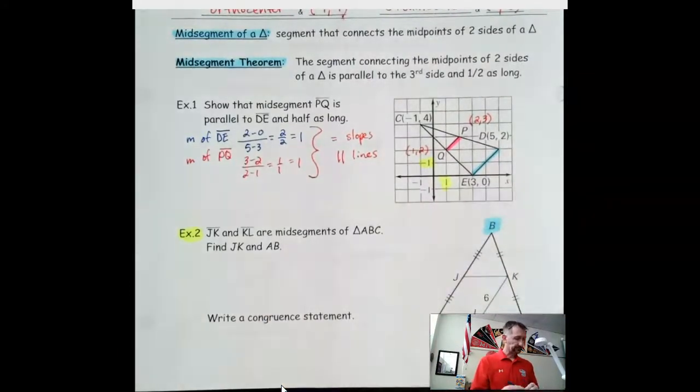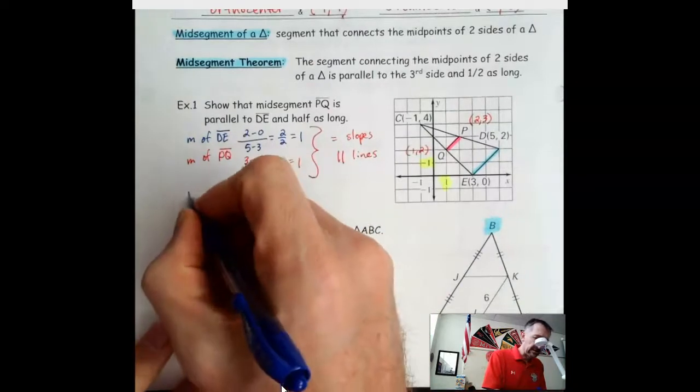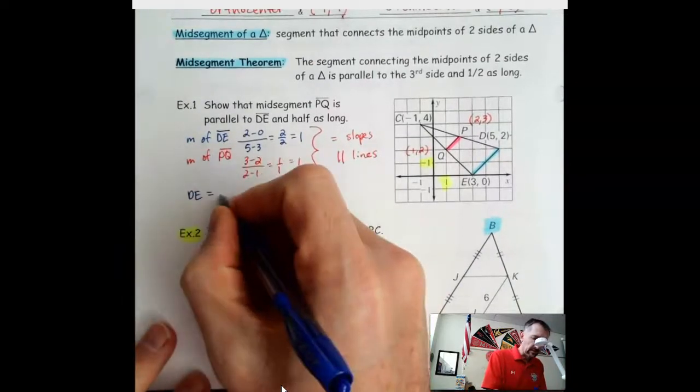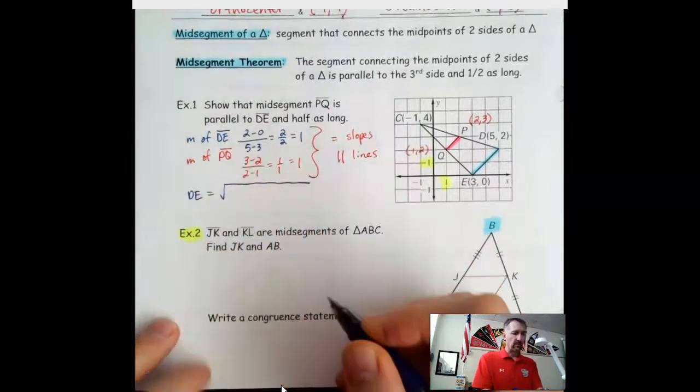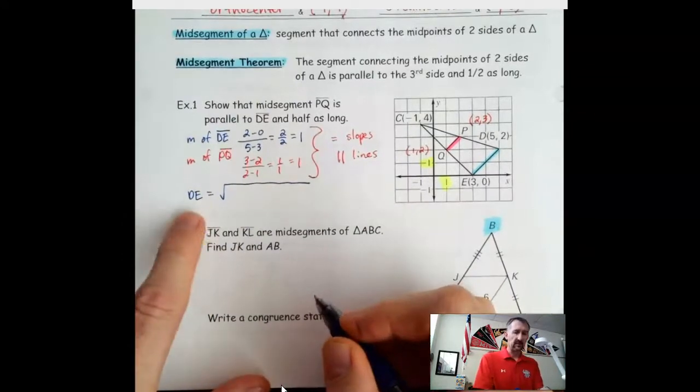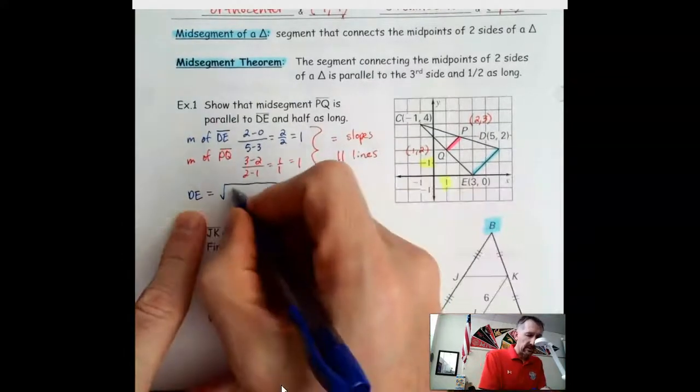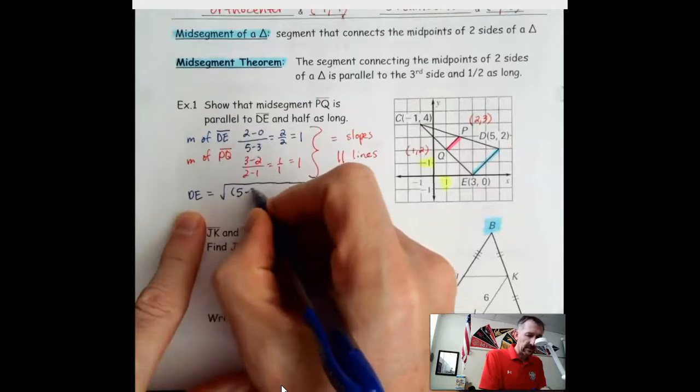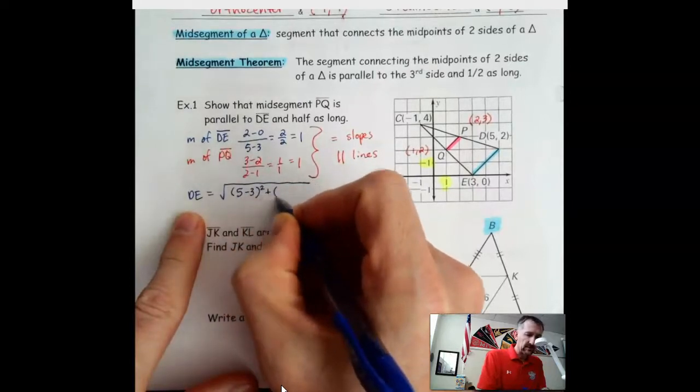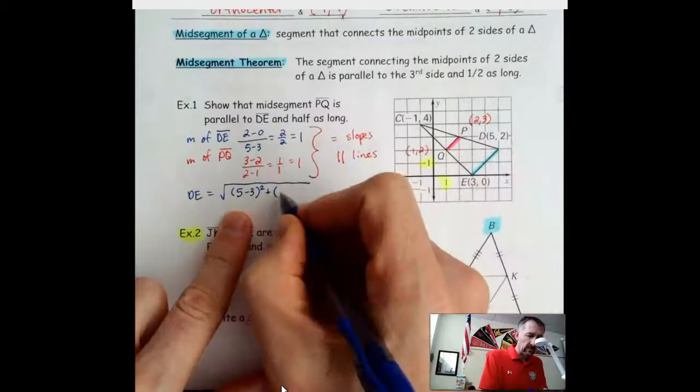Okay. Now if we find the length of DE, so with no line segment, just the letters, that means the length. So that's going to be x minus x squared plus y minus y squared.